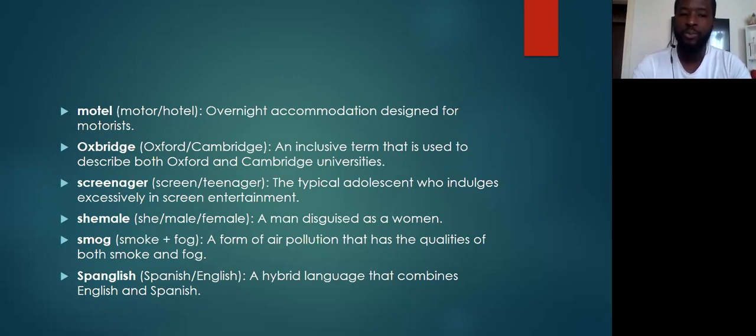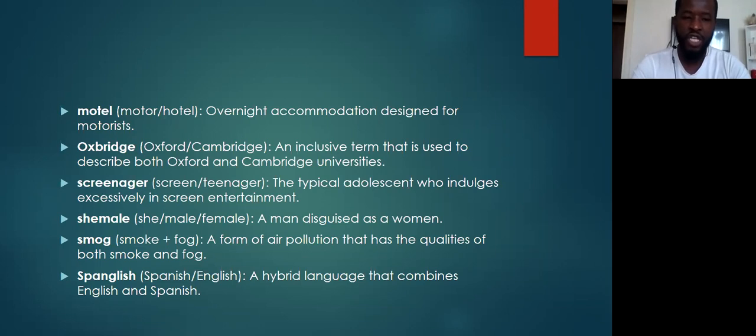And we have Oxbridge. It means Oxford, Cambridge, an inclusive term that is used to describe both Oxford and Cambridge universities, okay? And we have screenager. Screenager means screen teenager, which is the typical adolescent who indulges excessively in screen entertainment. For example, now our brothers and sisters don't want to go out. They are always in front of the screens. So you can say my brother is a screenager, okay? He likes screens so much.